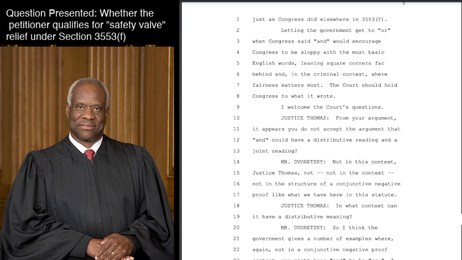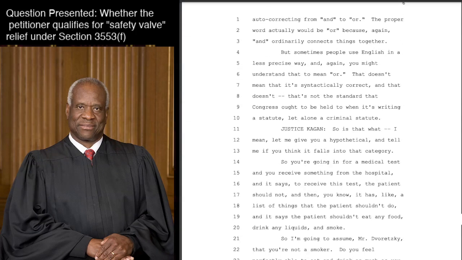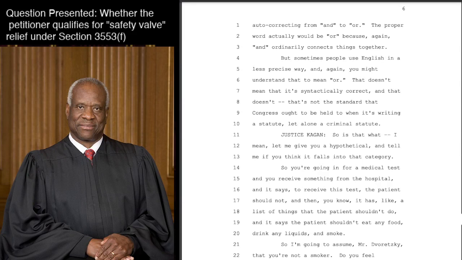So I think the government gives a number of examples where, again, not in a conjunctive negative proof context, you might hear "and" to be "or." I think what's going on in a lot of those examples, it's almost like your brain is autocorrecting from "and" to "or." The proper word actually would be "or" because, again, "and" ordinarily connects things together. But sometimes people use English in a less precise way, and you might understand that to mean "or." That doesn't mean that it's syntactically correct, and that's not the standard that Congress ought to be held to when it's writing a statute, let alone a criminal statute.